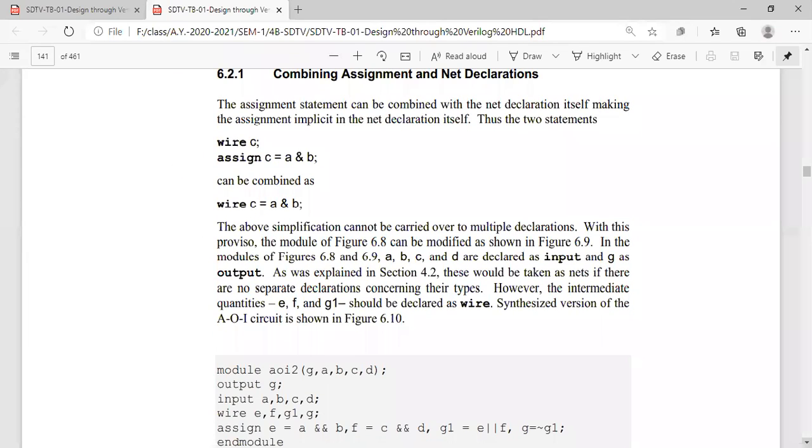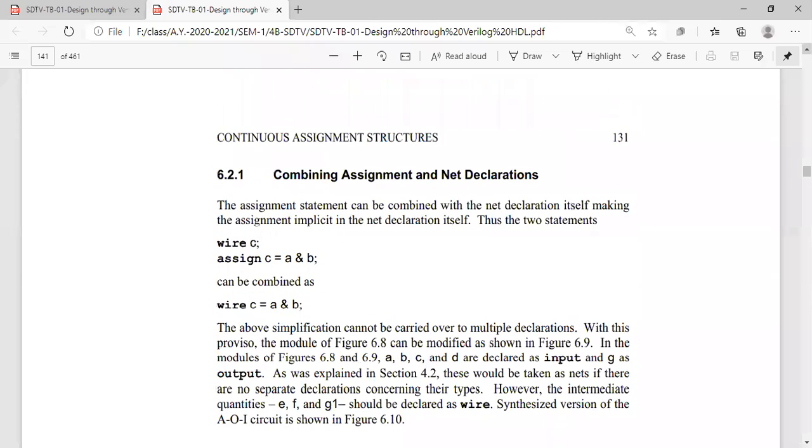Combining assignment and net declaration. We can combine them. Just now we discussed the assignment statement, right? And sometimes we will be using net declarations. You see here, we can combine both. Wire c is nothing but a net declaration. Assign c is equal to a and b is an assignment statement. Now we can combine both as wire c is equal to a and b, combining both the assign statement as well as the net declaration. This is also possible in Verilog HDL, right?